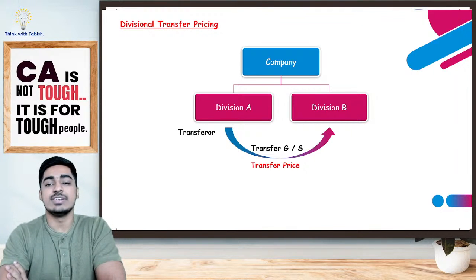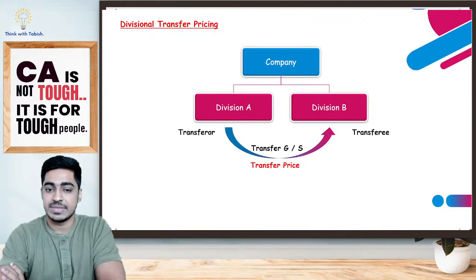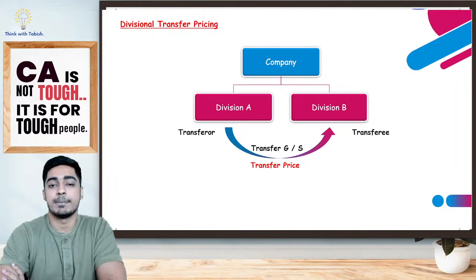The division which is transferring the goods or services is called the transferor division. The division which is receiving the goods is called the receiving or transferee division. The price at which goods or services are transferred is called the transfer price. Is it clear, students? Yes.